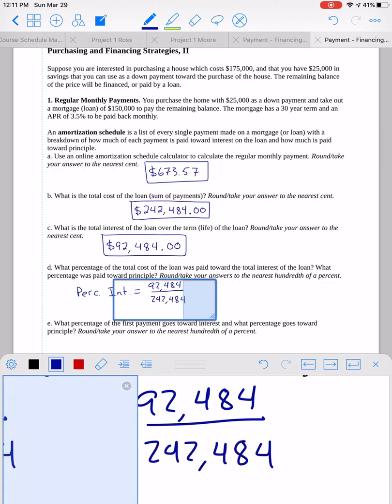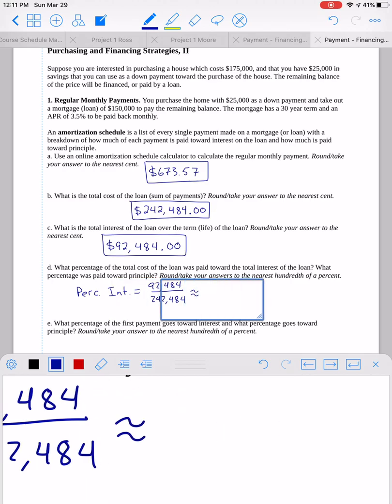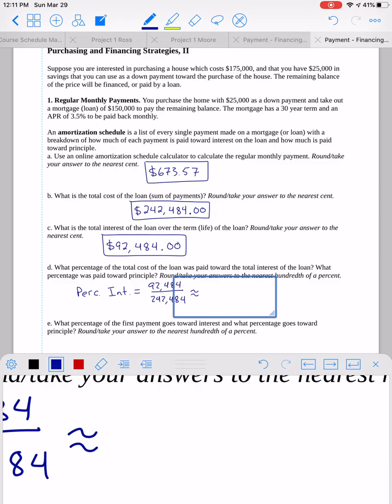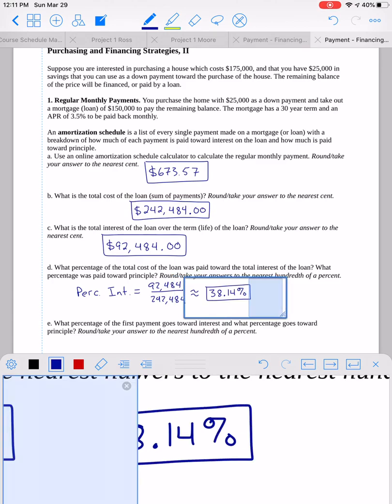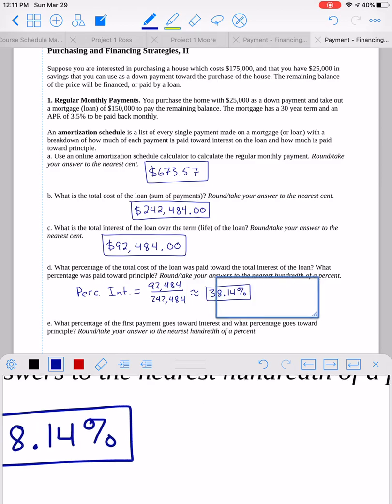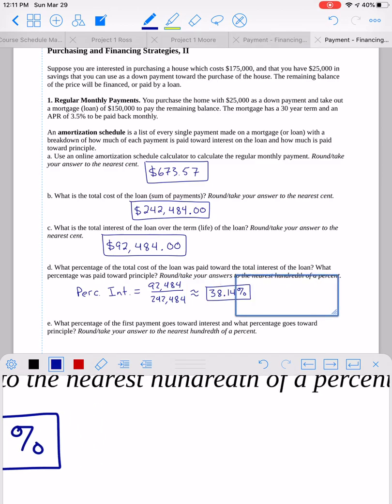242,484. And they ask us to round our answer to the nearest hundredth of a percent. Okay, well, we'll do that when we get there. Plugging this into a calculator, we get a number rounded to the nearest percent, which is 38.14%. Okay, using standard rounding rules and converting the decimal that we get from that division to a percentage.